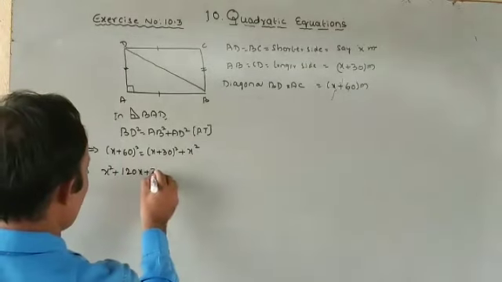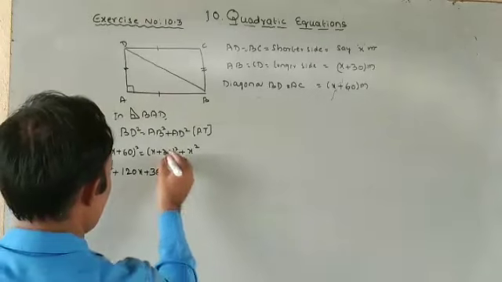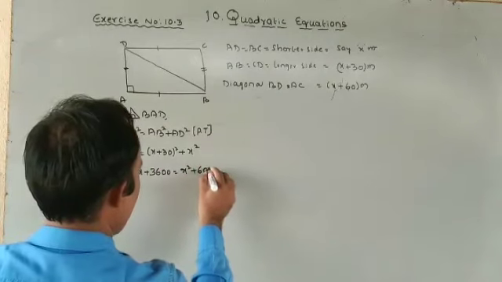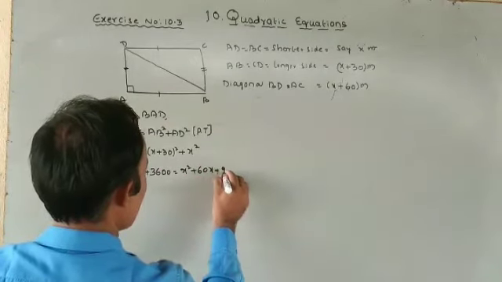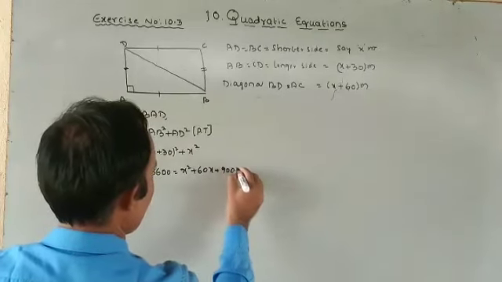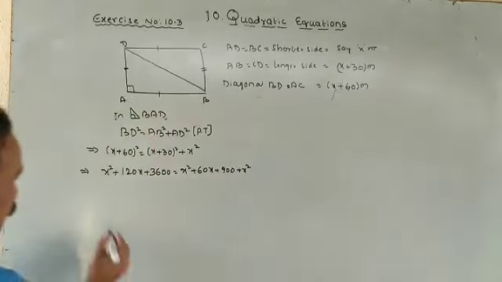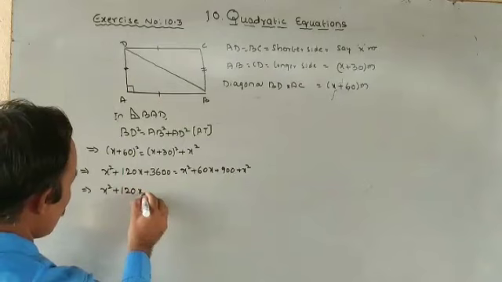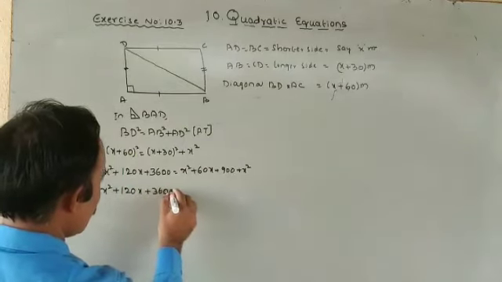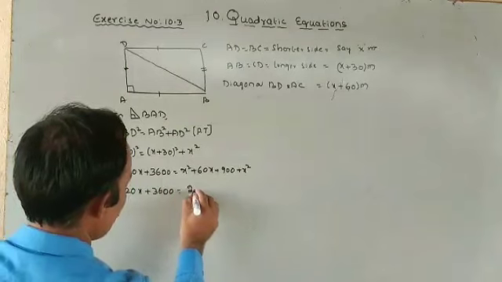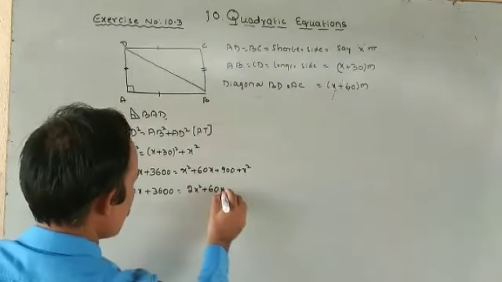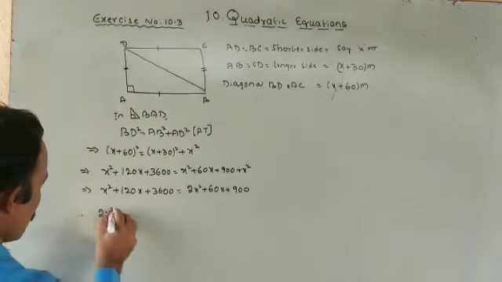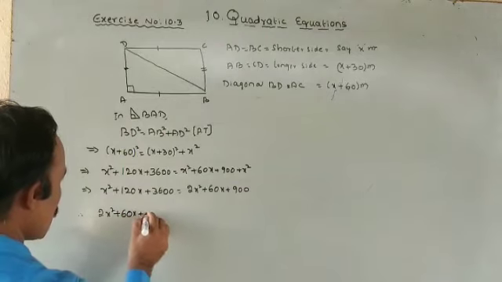So 60 square, 3600. Here again x square plus 2 into x into 30, that is 60x, plus 30 square, 900, plus x square. Which implies x square plus 120x plus 3600 is equal to x square plus x square, 2x square plus 60x plus 900.